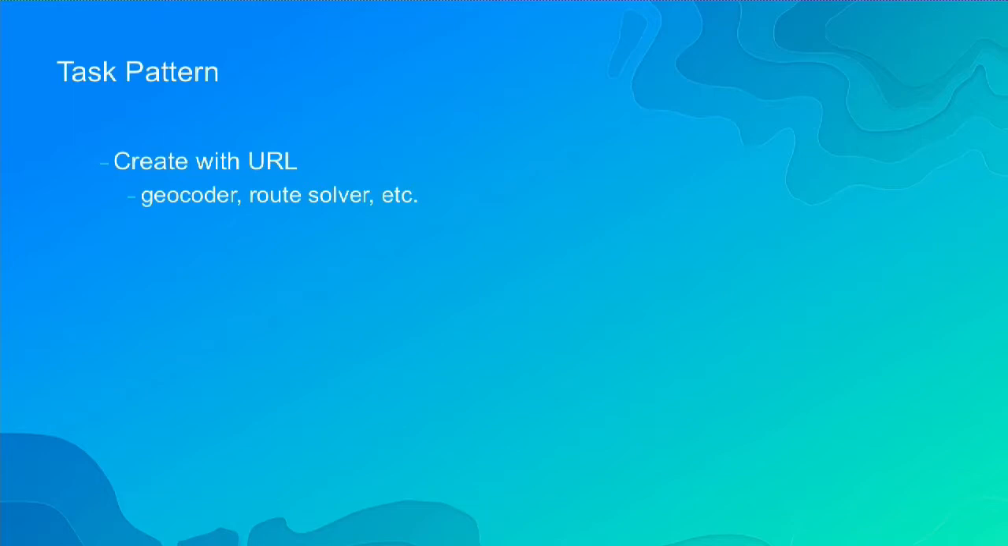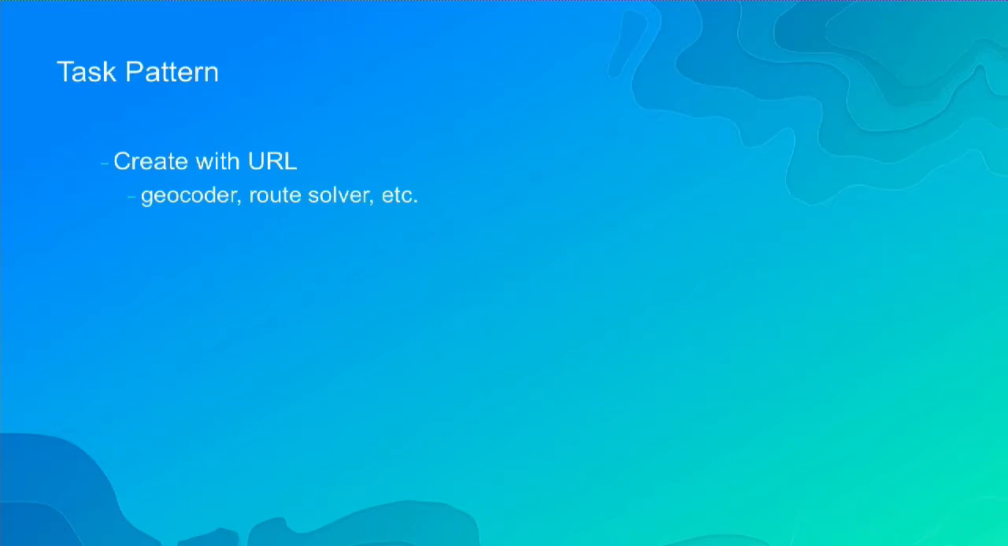I want to spend a little time talking about the task pattern that we saw there. Mark mentioned it, working with the geocoder. This task pattern repeats itself throughout the runtime, where you've got an object, when you're in online mode, typically a remote object like a service somewhere, like the geocoder or a routing task.